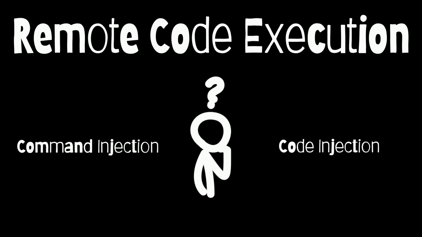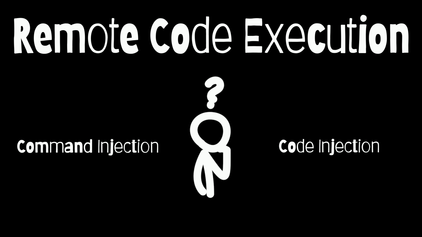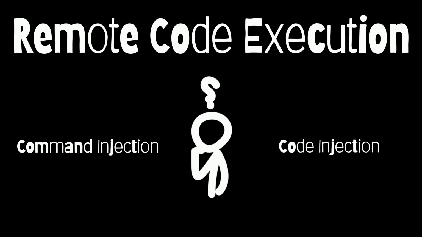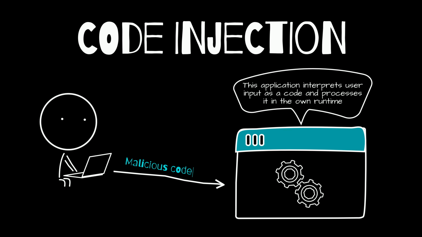Command injection and code injection are both methods attackers use to achieve remote code execution, but they differ in what they're exploiting and how they work. Let's start with code injection. Code injection exploits applications that interpret user input as code within the application's own runtime, allowing attackers to manipulate the application's logic and execute malicious code.